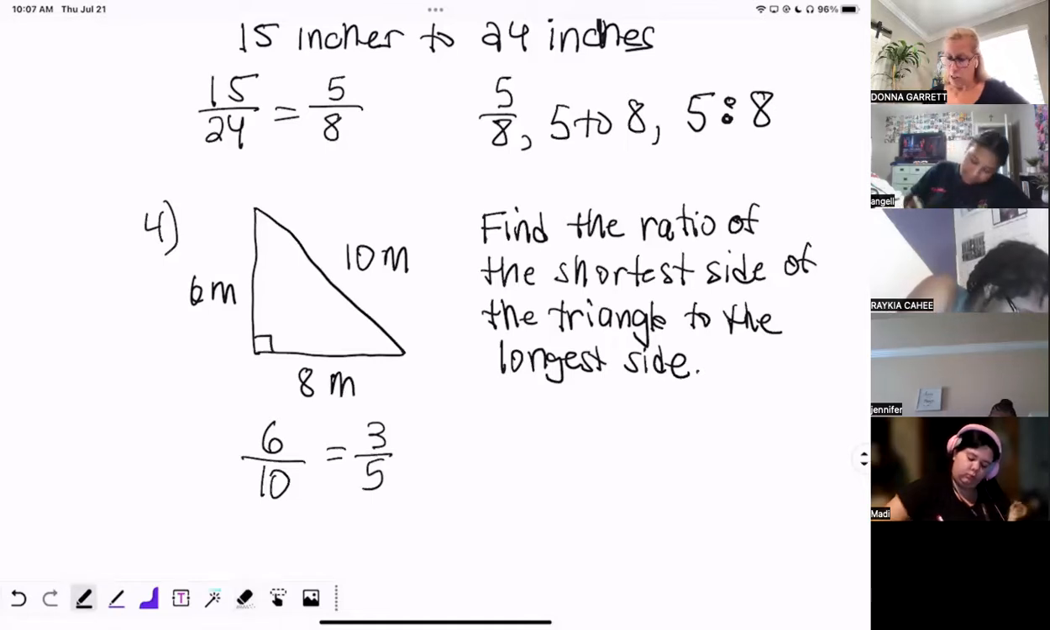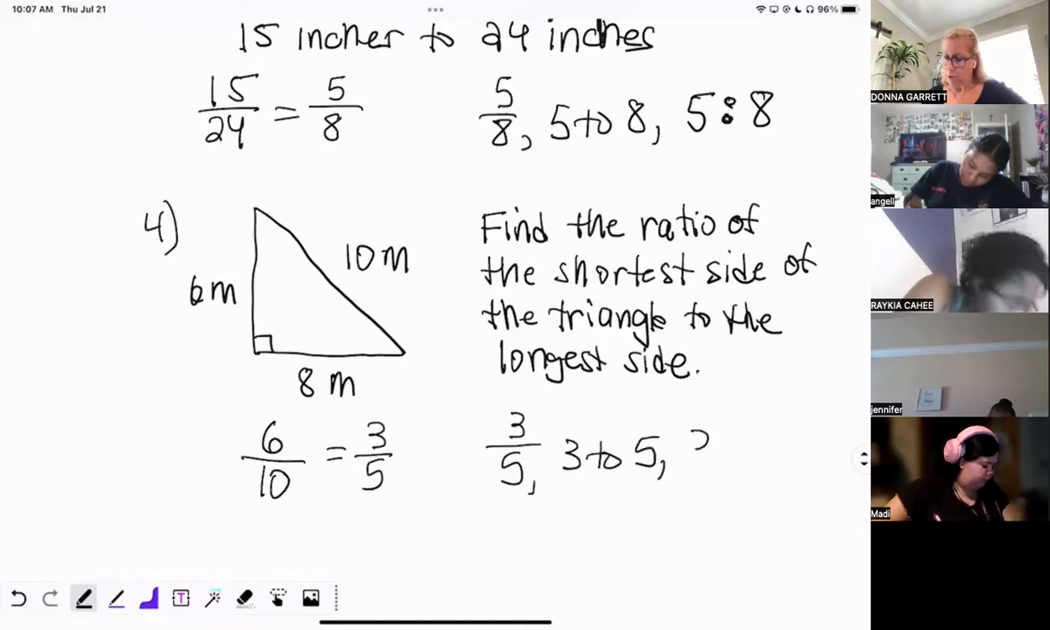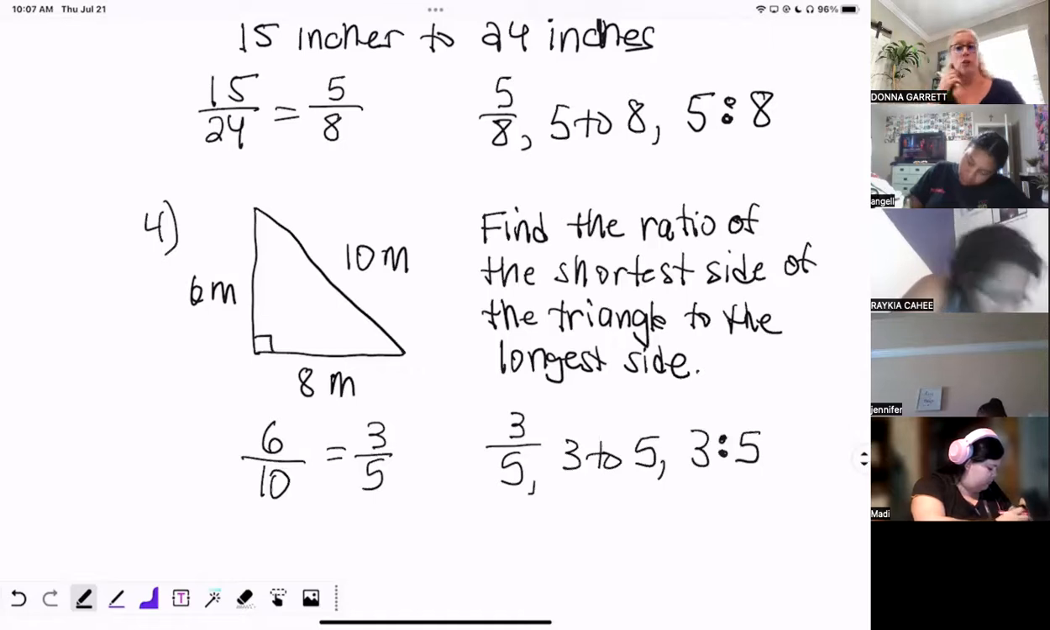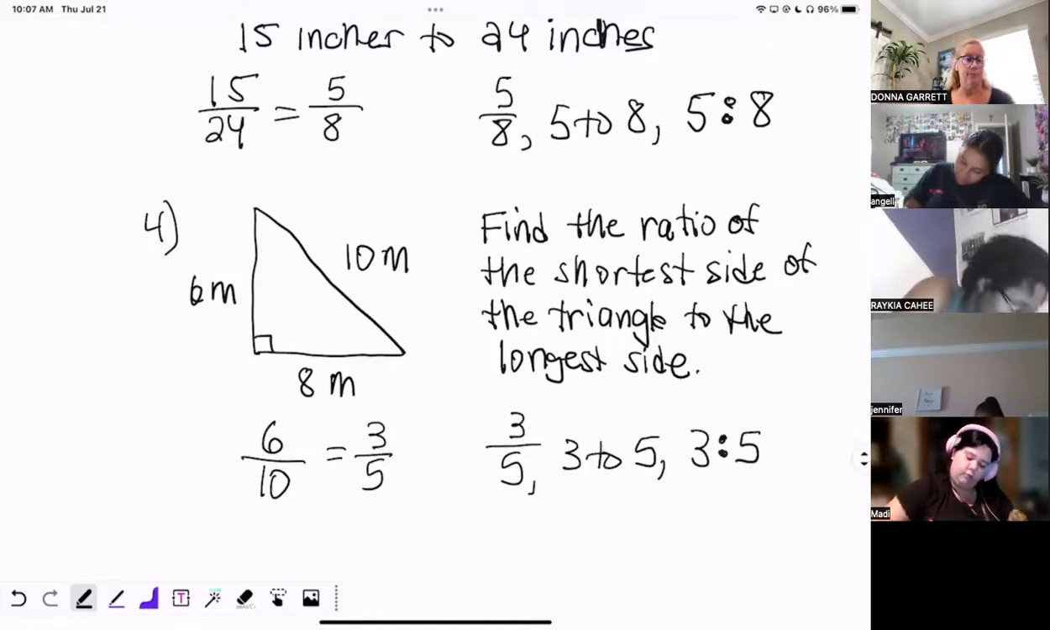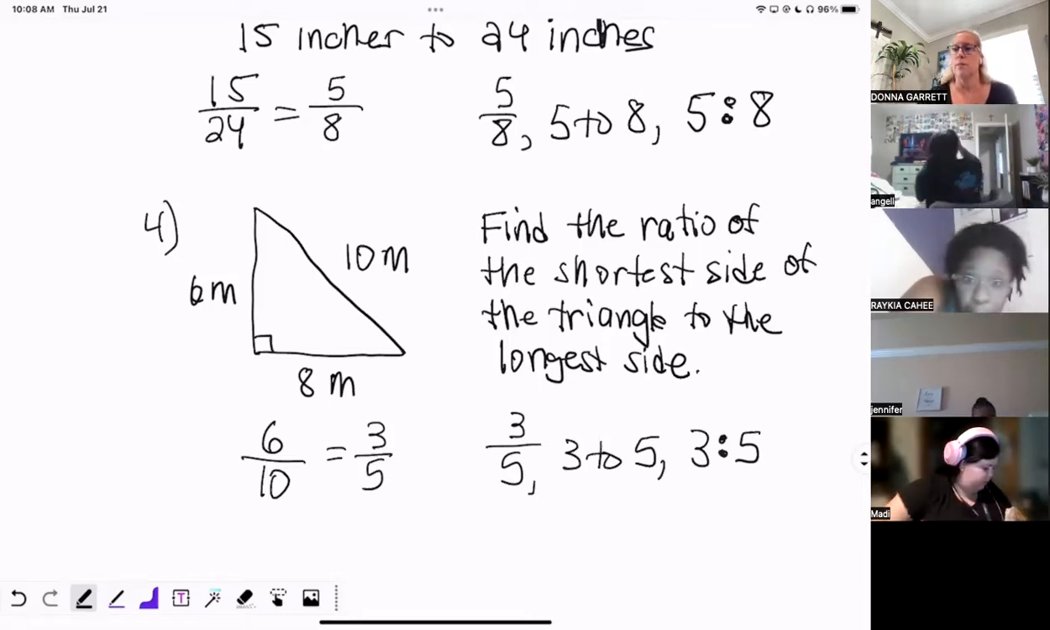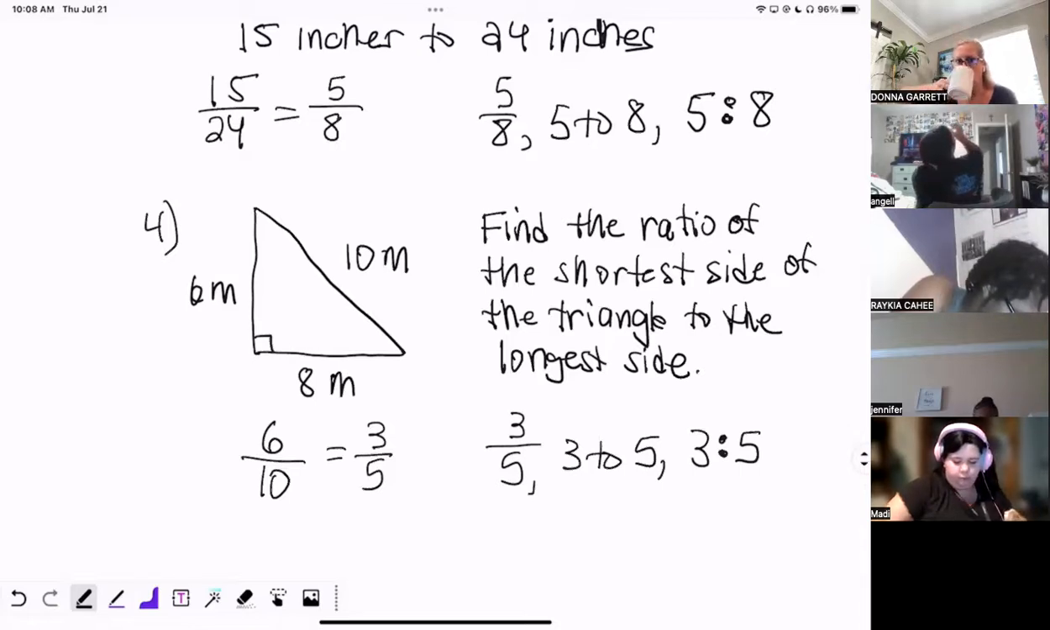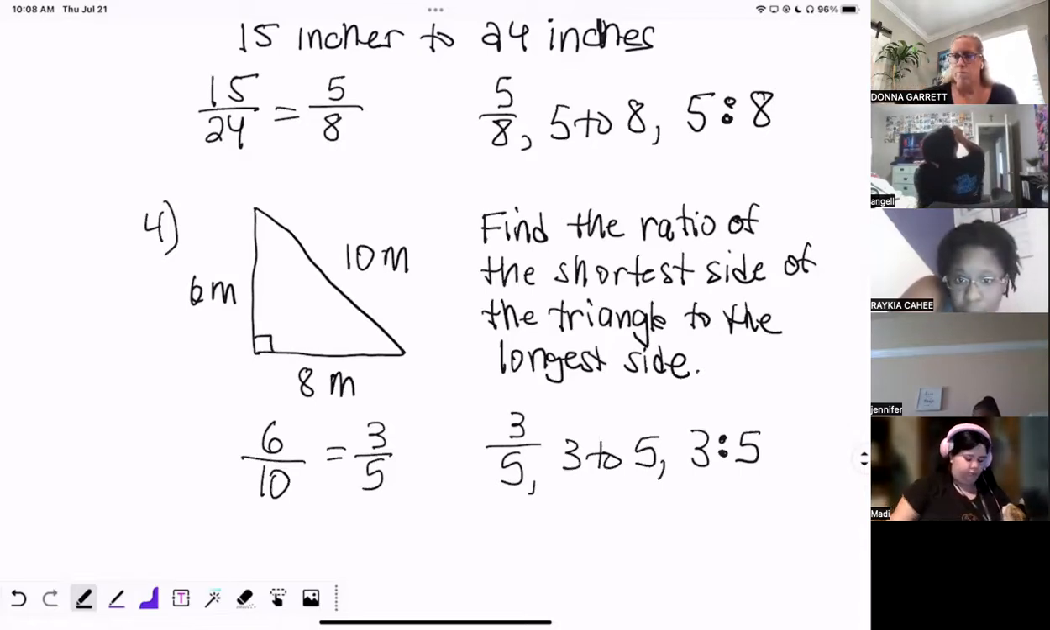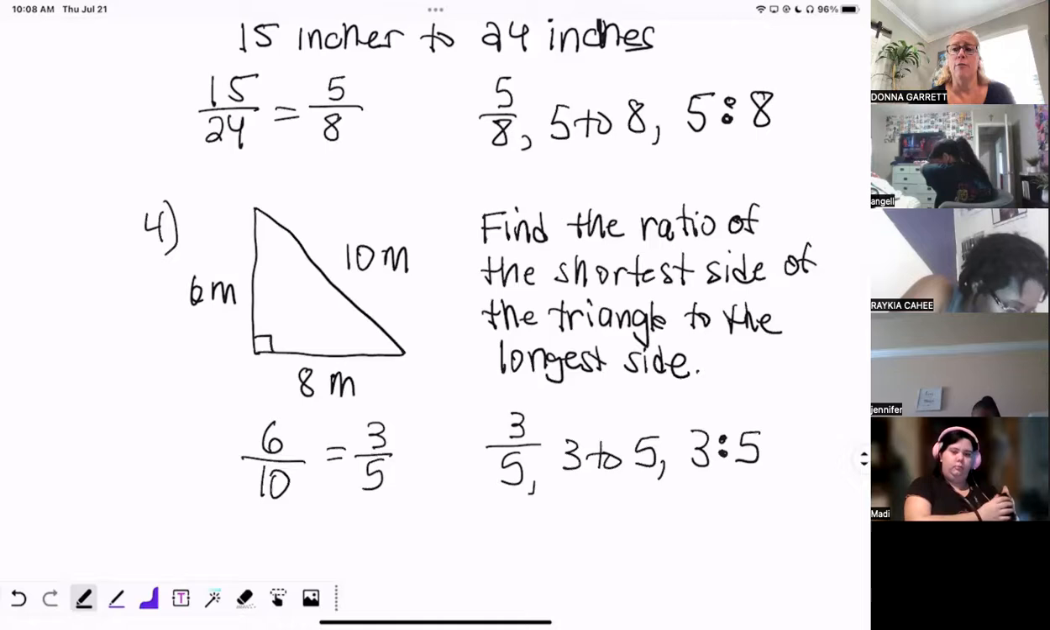So I have 3 ways I can write the answer. I can write it as a fraction, 3/5, 3 to 5, or 3 colon 5. Again, notice there are no units. They'll never have a unit because you already took care of the units. You can compare rectangles and squares, all kinds of things.